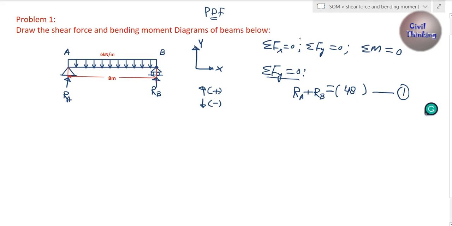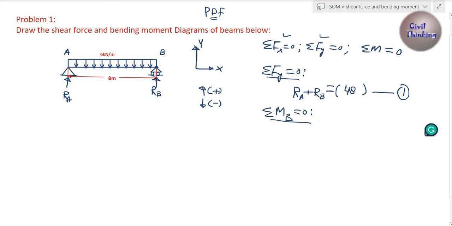Now we have applied summation Fx equal to 0 before. Now we have also applied summation Fy equal to 0. Now we are going to apply summation moment equal to 0. There are two points, moment at A and moment at B. Let's assume moment at B equal to 0. What is moment? We know moment is force multiplied by the perpendicular distance.